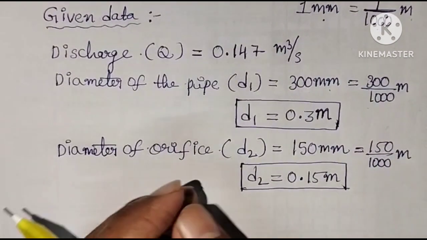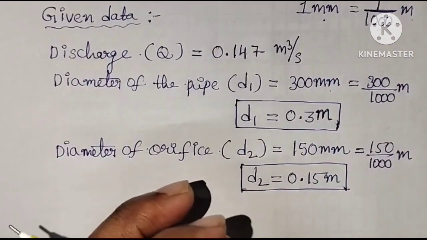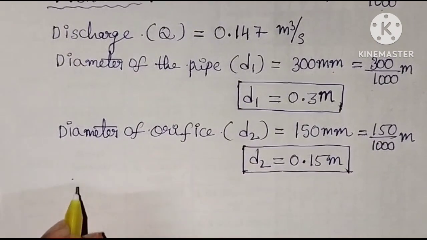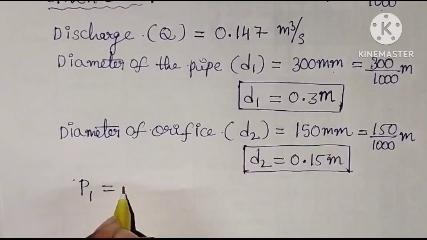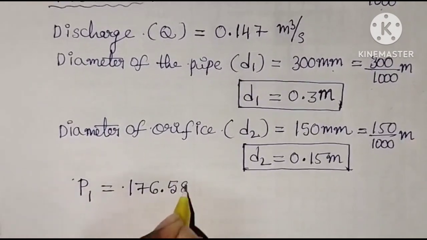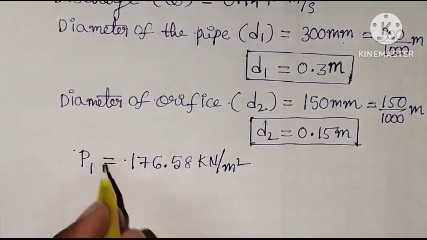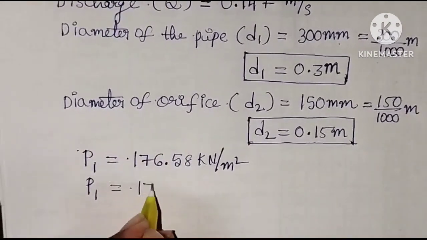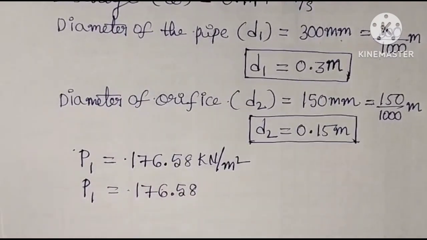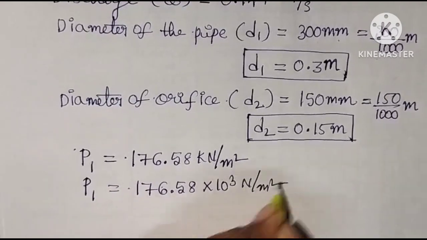Next, a pressure gauge is fitted at the upstream and downstream of the orifice plate, and we got the readings. P1 means upstream pressure. So P1 is 176.58 kilonewton per meter square. It can be written as P1 equal to 176.58 into 10 cube newton per meter square, since 1 kilonewton is 10 cube newtons, kilo meaning 10 cube.